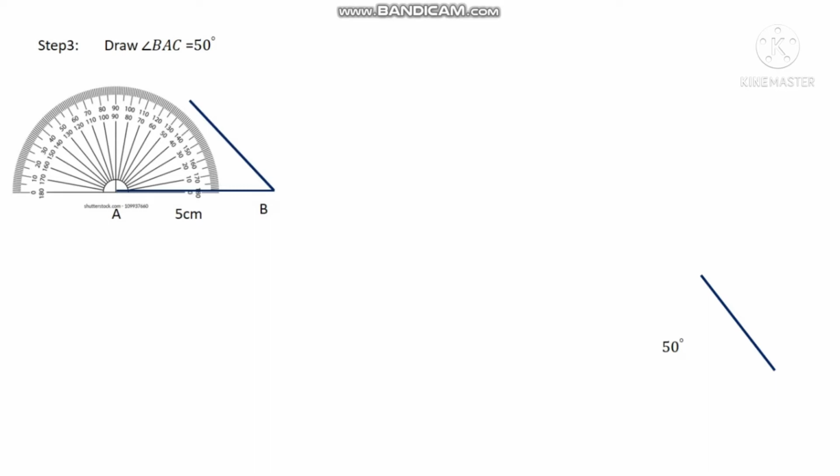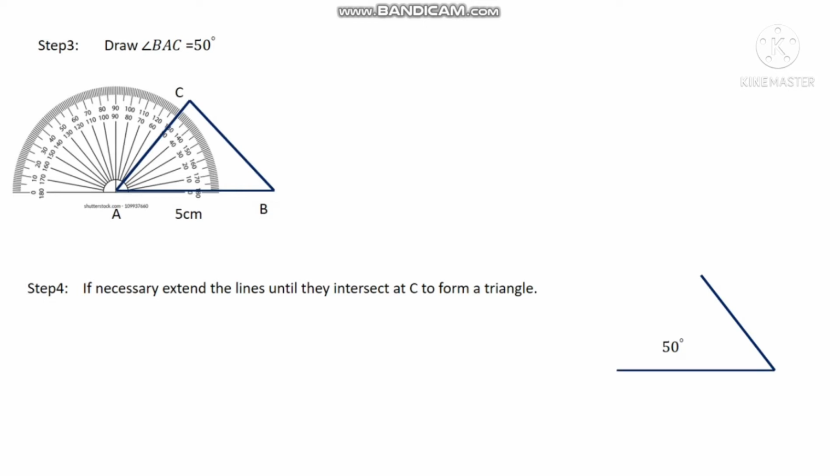As you know, A is on the left hand side, so we read the protractor from the right side. It means that we have to read the lower measurements. And now you can see here this is the 50 degrees. Step number 4 is if necessary extend the lines until they intersect at C, to form a triangle. Here you can see that ABC is a triangle. Angle A is 50 degrees, angle B is 60 degrees and AB length equals 5 centimeters.